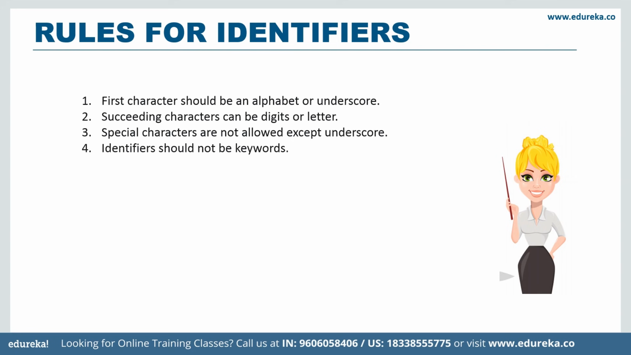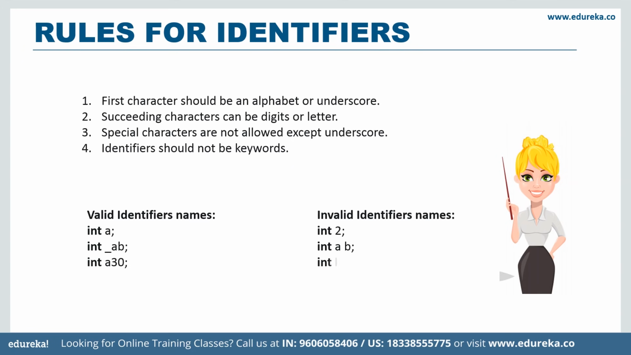To understand these rules, let us check out some valid identifier names as well as some invalid identifier names. Firstly, we have int a, which is a valid identifier because it is starting with an alphabet. Followed by that, we have another one, which is int _ab, which is also valid because it is starting with an underscore.